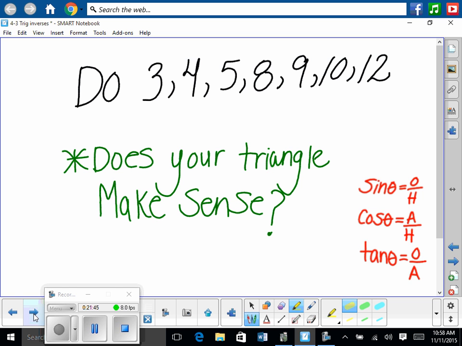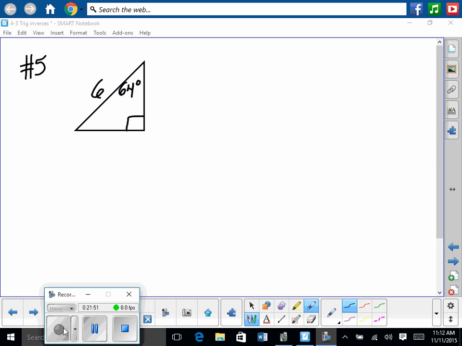Now, what's our first step? Find all the angles. So I'm doing number 5. Pay very close attention and ask questions. We have this triangle on number 5. What is my first step to solving a right triangle? Find all the angles. The first thing I'm going to find is angle, oh, I forgot to label it, sorry. It's ABC here.